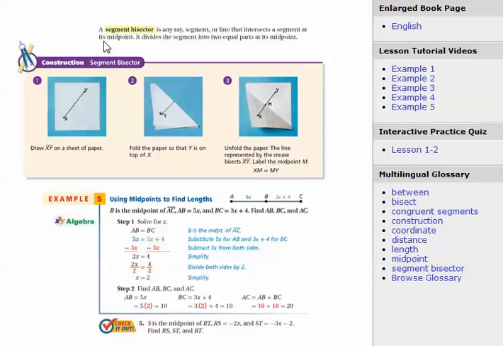And then we have a segment bisector. Again, this is a nice construction problem here. If you read through that, you can bisect a segment by doing a construction. A segment bisector is any ray, segment, or line that intersects a segment at the midpoint, so it's going to divide it into 2 equal parts.